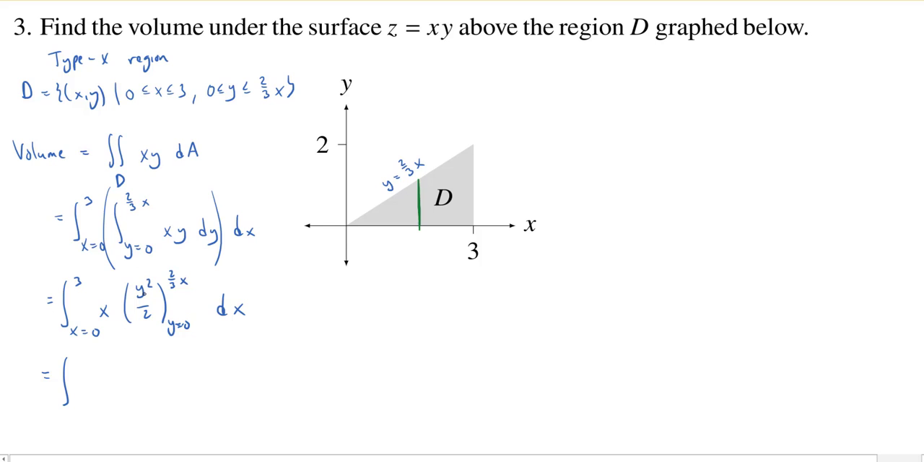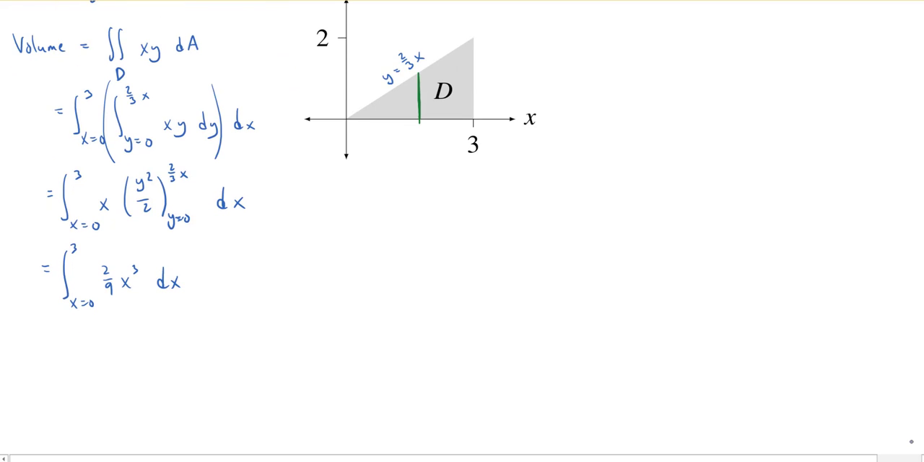When we evaluate y squared at 2/3 x, we get something. When we evaluate it at 0, it'll be 0, so I only have to worry about it at 2/3 x. When I square it, I get 4/9 x squared. Divide that by 2, and I get 2/9 x squared. And then there's one more x, so that'll be 2/9 x cubed, and x is going from 0 to 3, times dx. One more integration here. When I anti-differentiate x cubed, I get x to the 4th over 4.